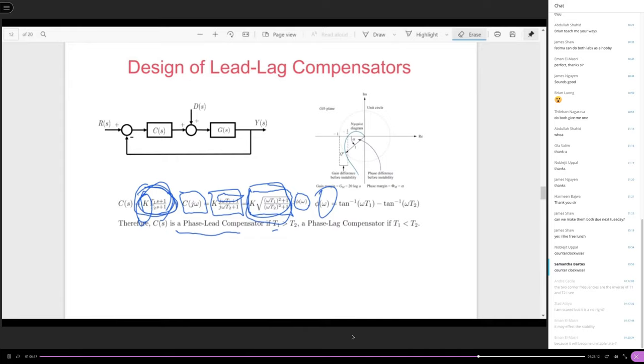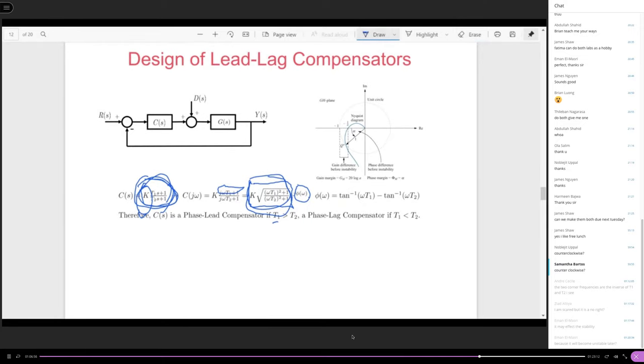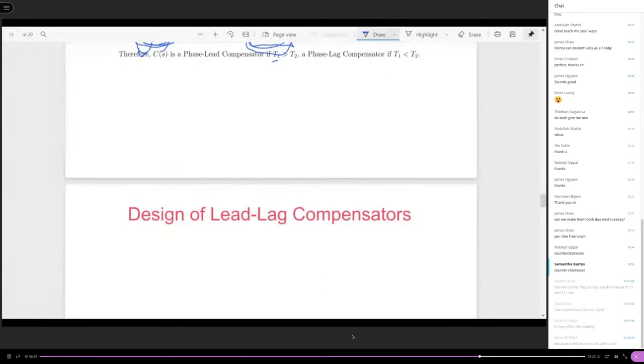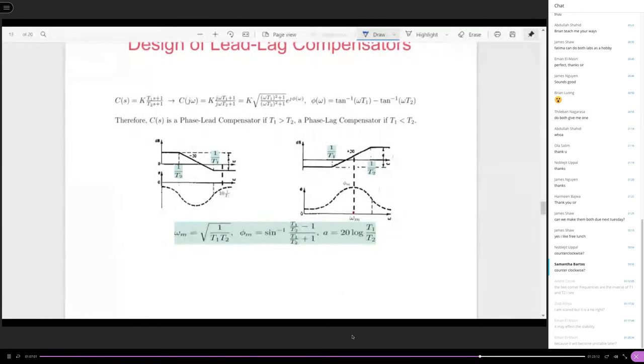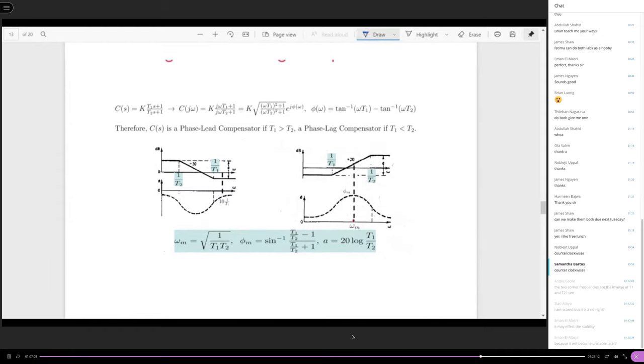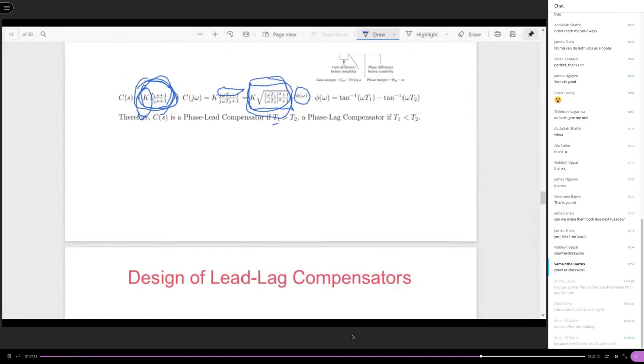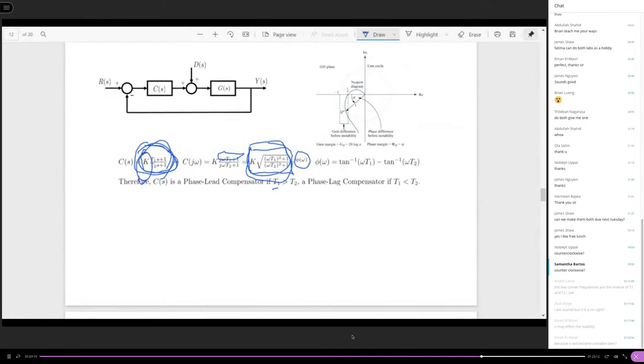So next, we're going to see the example of how we can design a phase lag and how we can design a phase lead to achieve the desired performance. Now we need to do some calculation for this compensator. You can try to draw it as a Bode plot, which is very easy to draw. Let's do a quick approximation analysis.